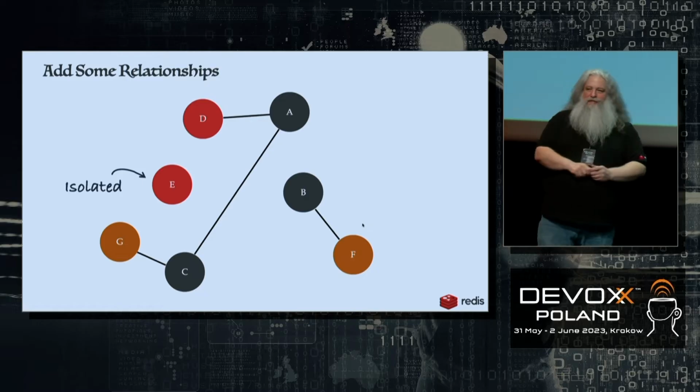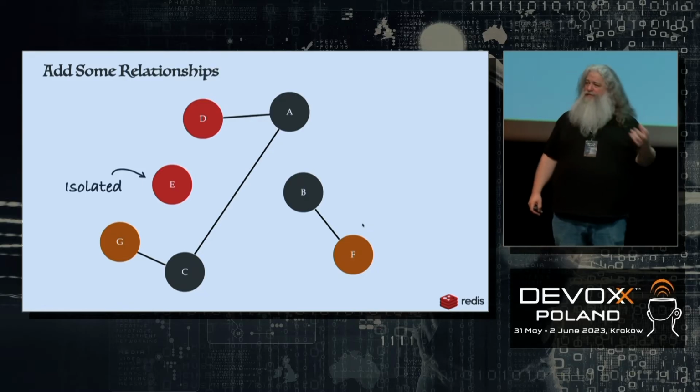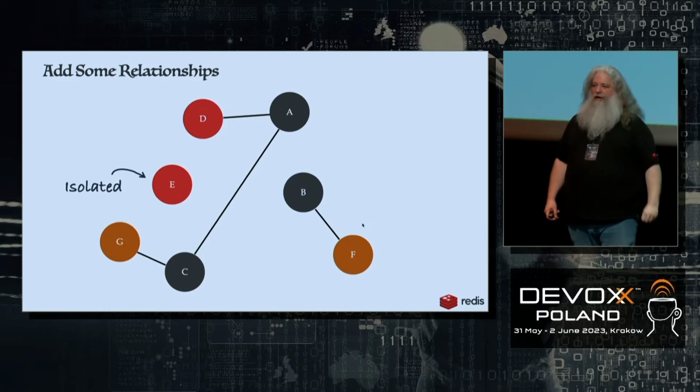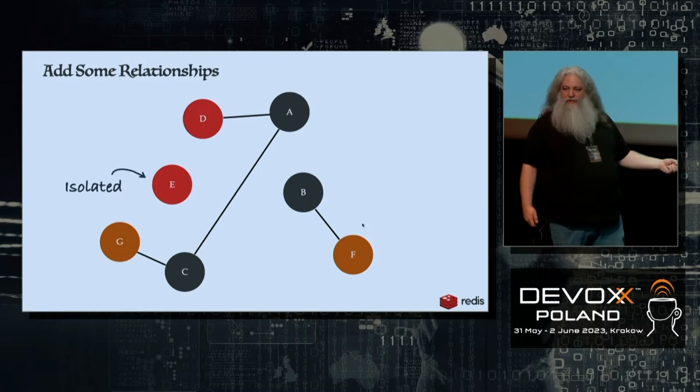We can talk about some of these parts of these graphs based on, well, this is sort of a taxonomy of words we use to talk about graphs. A node on a graph that has no connections is isolated.